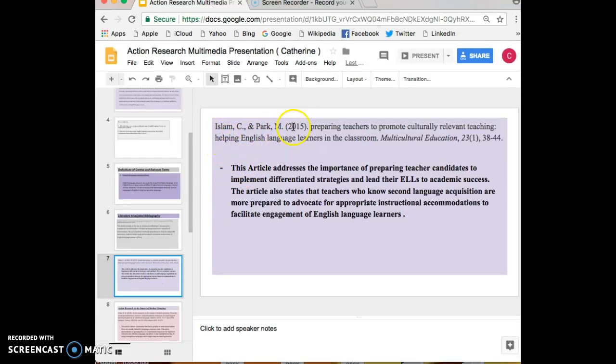Islam C. and Park M., Preparing teachers to promote culturally relevant teaching, helping English language learners in the classroom, Multicultural Education, 23-1-3844. This article addresses the importance of preparing teacher candidates to implement differentiated strategies and lead their ELLs to academic success. The article also states that teachers who know second language acquisition are more prepared to advocate for appropriate instructional accommodations to facilitate engagement of English language learners.